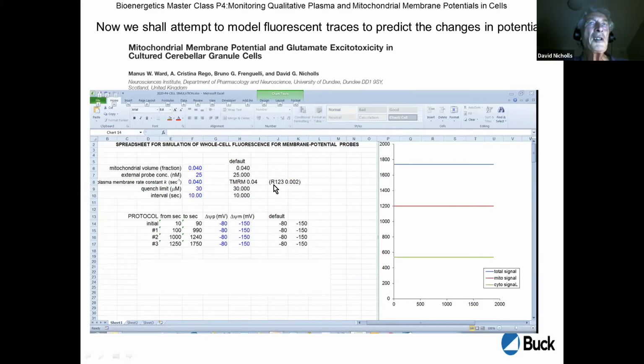And as I said, TMRM equilibrates more rapidly than rhodamine 123, about 20 times faster. This is the rate constant for equilibration across the plasma membrane. So for TMRM, it's 0.04. For rhodamine 123, it's 0.002. Now, the next variable we have is the quench limit. That's the concentration of probe in the matrix at which aggregation just begins. And again, we've set that here to 30 micromolar, just for the example of these experiments.